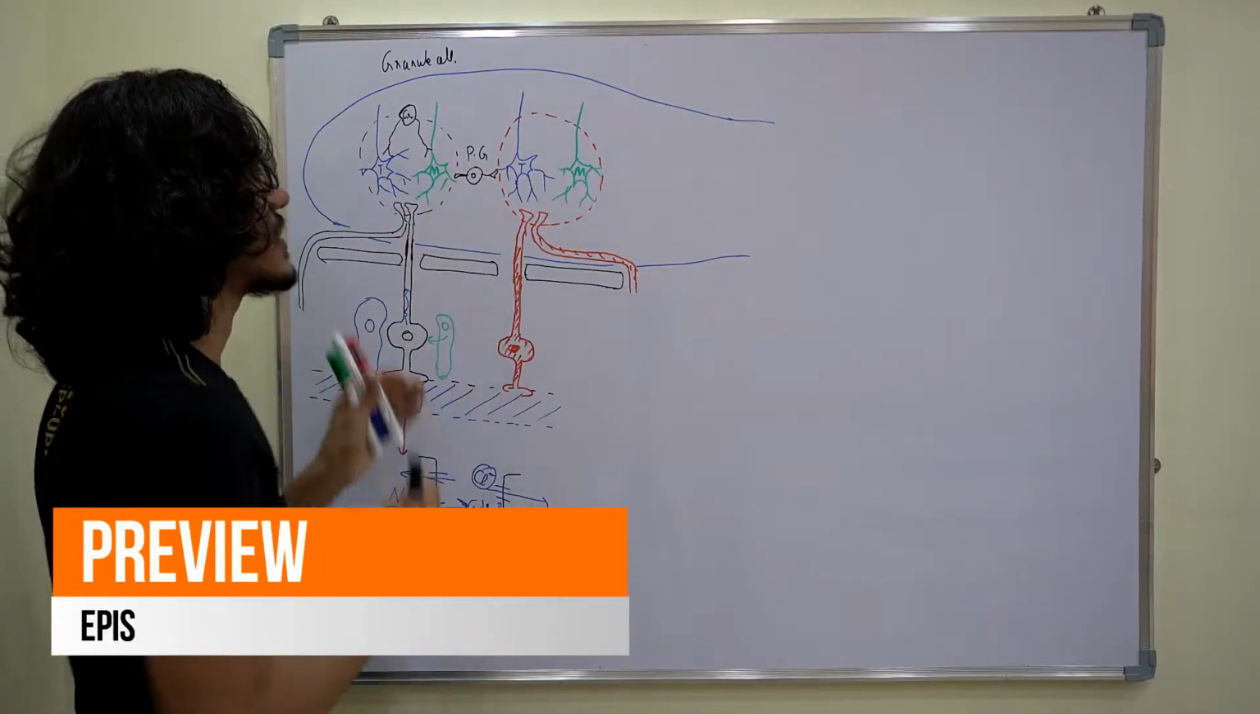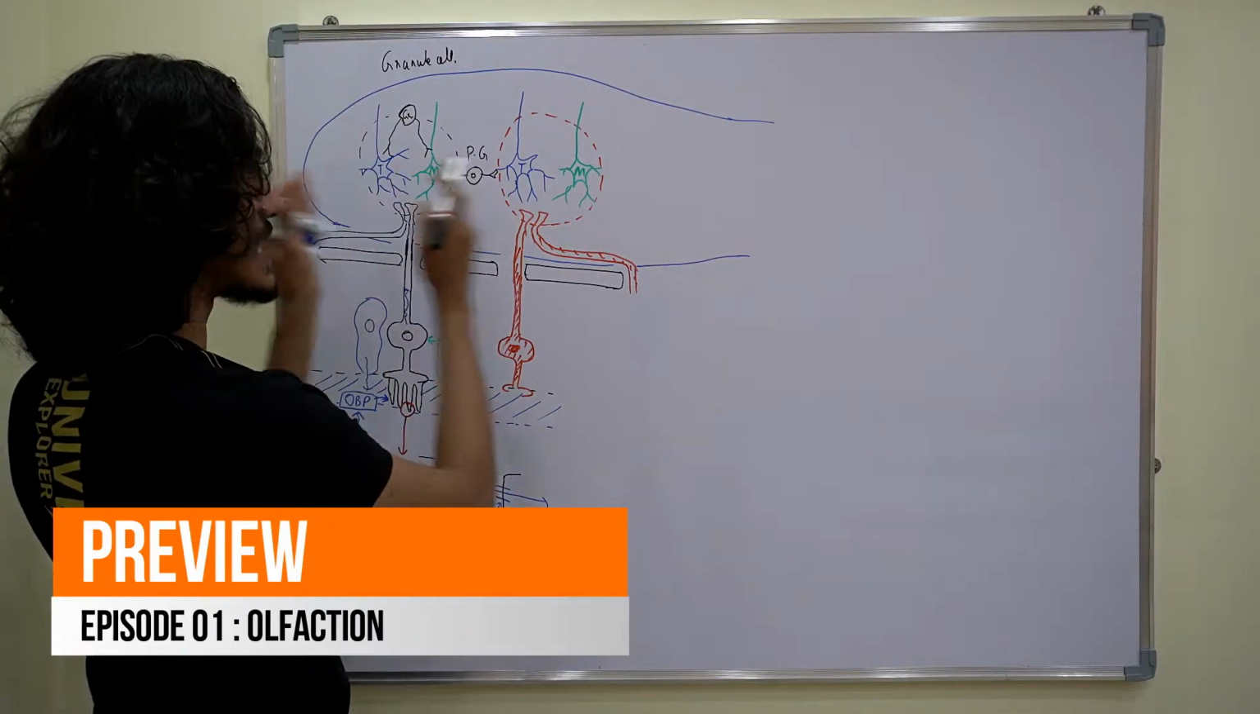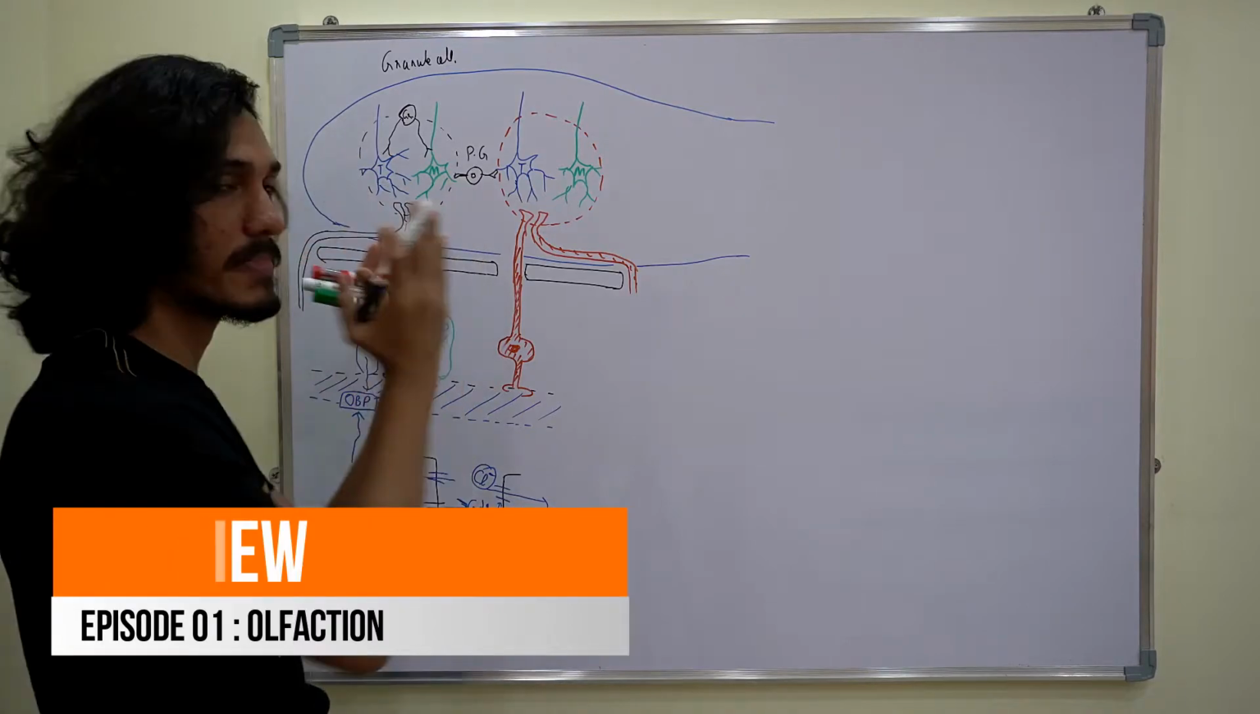Both the granule cells and periglomerular cells help in lateral inhibition so that you can sharpen the focus of the smell.